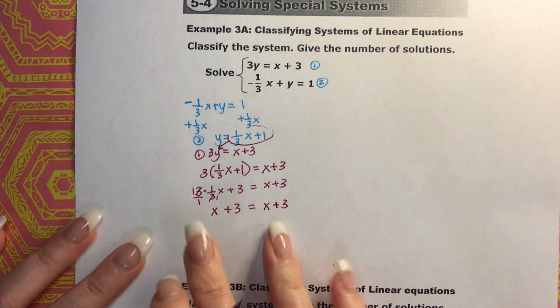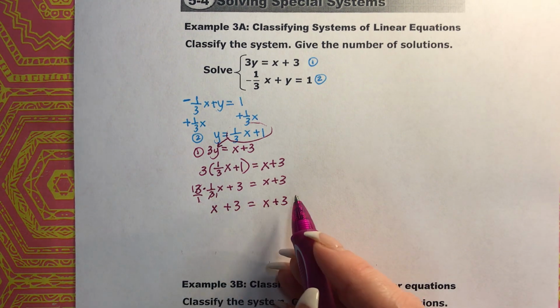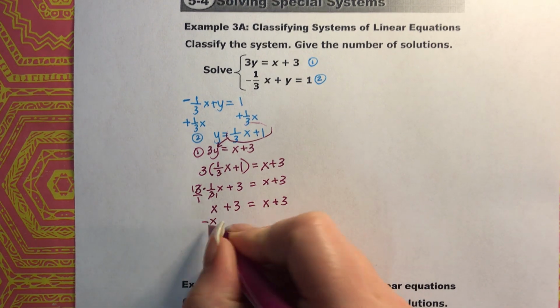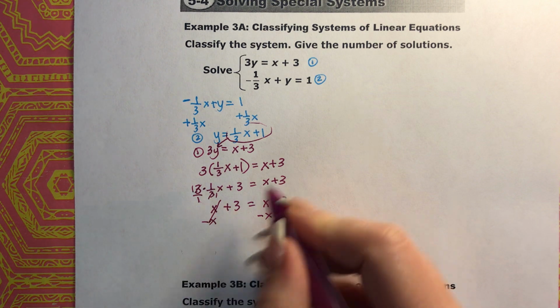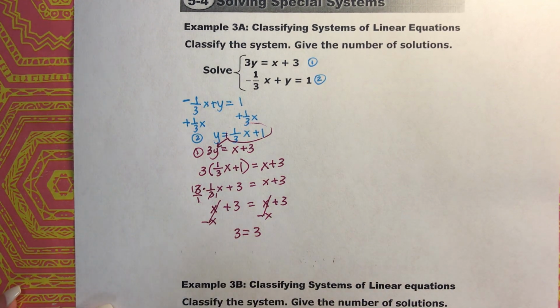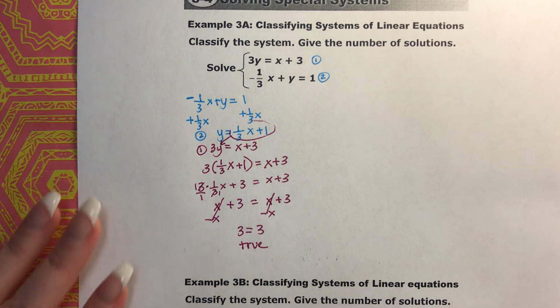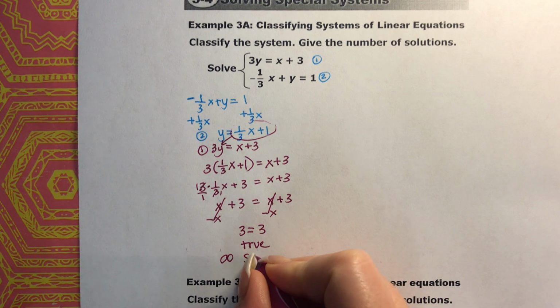I have variables on both sides, so I want to try to get the variables on the same side. So since they're the same, it doesn't really matter. I'm just going to do the inverse operation. And here we go. They both cancel out, which is totally fine. And we're left with 3 equals 3, which is a true statement, which means that our answer is infinite solutions, right?